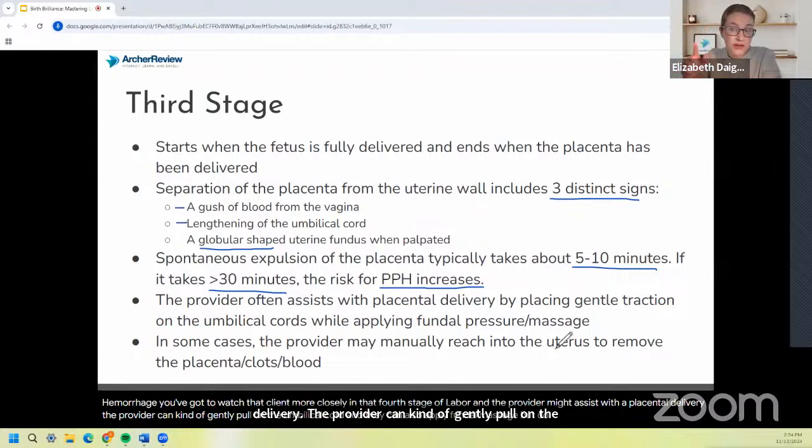But do know sometimes, and this is kind of alarming the first time you see it, the provider might reach their entire arm basically up into the uterus to remove the placenta. And they might also use their hand to scrape out clots and blood from the uterus as well. So, first time you see it, it's alarming, but it actually is a helpful thing.